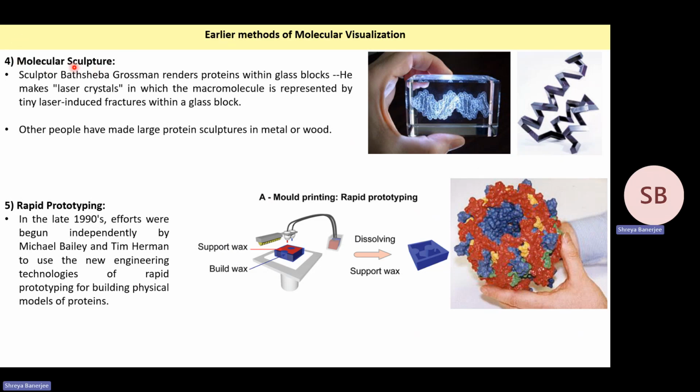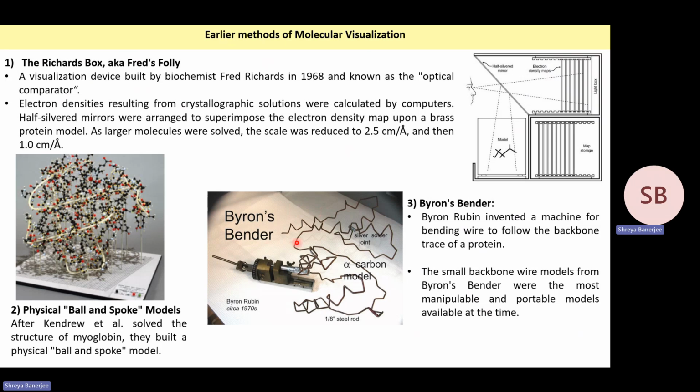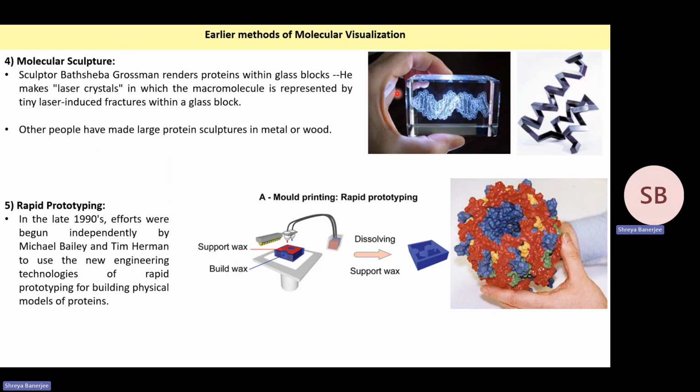The fourth kind of physical structure is the molecular sculpture. There was a sculptor called Bathsheba Grossman who rendered proteins within glass blocks. So he would take a block of glass and make laser crystal. Basically using a laser, he would induce tiny fractures inside the glass block, and he would control the laser in such a way that the fractures inside the glass block mimicked the three-dimensional structure of the protein. You can see this wire model, while carrying it, can be bent or destroyed. But when it is inside a glass block, you have kind of memorialized the model, and unless the block itself breaks, the model is not affected. So this is one way in which the protein three-dimensional structure could be visualized.